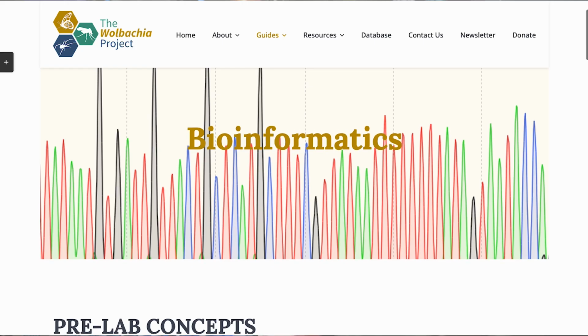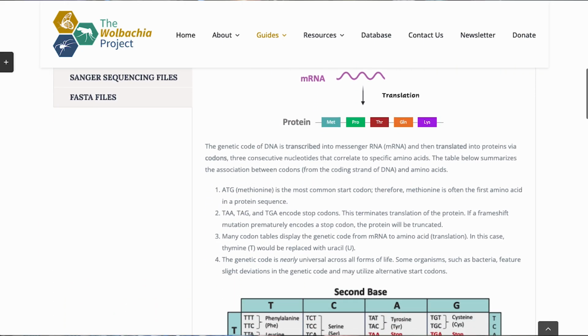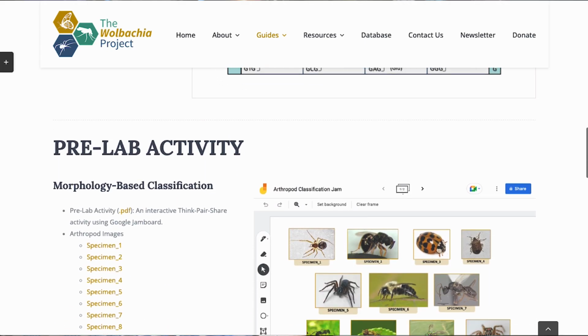Then a lot of students stop there, but we encourage them to go on to bioinformatics, where they can send us the DNA for sequencing, and then they can learn a few common bioinformatics techniques to identify their arthropod and also identify their Wolbachia sequence.